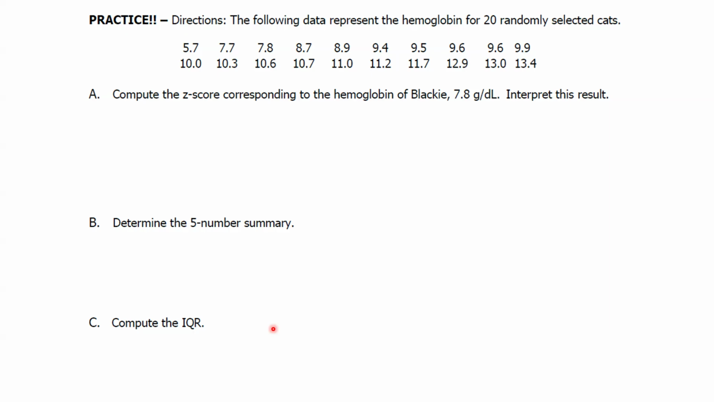All right, let's do another practice. I will be walking through this with you. First, we are told that the following data represent the hemoglobin for 20 randomly selected cats. Note that the data values are written in ascending order, so that's going to help us. Part A asks us to compute the z-score corresponding to the hemoglobin for Blackie, who has 7.8 g per dL, and we need to interpret these results.